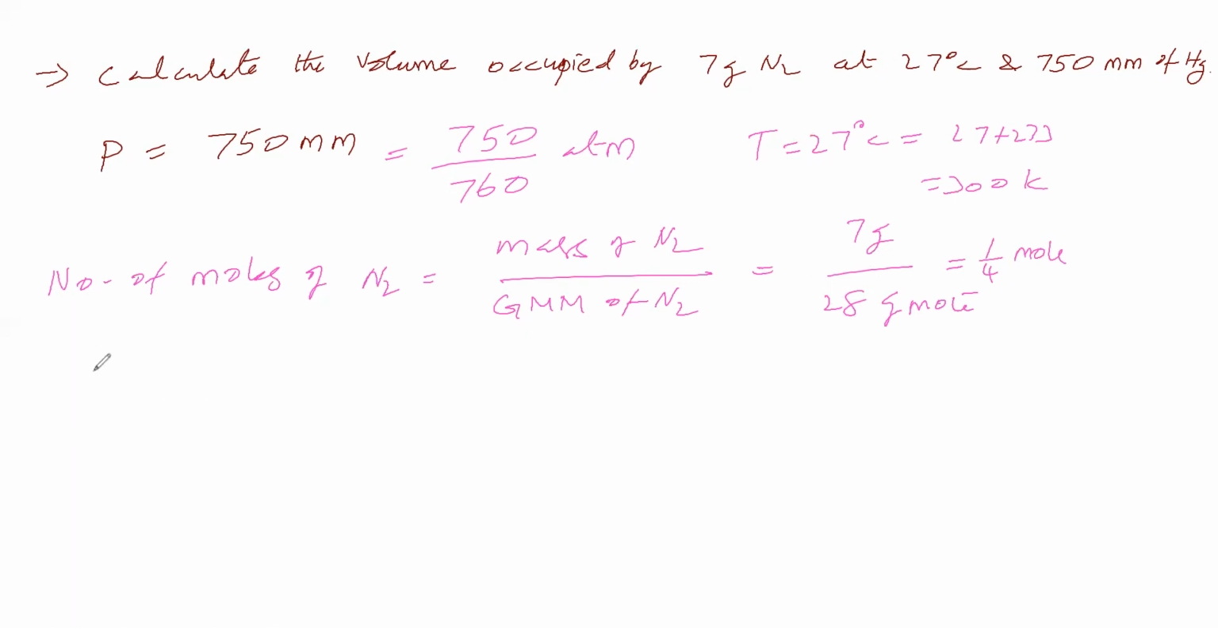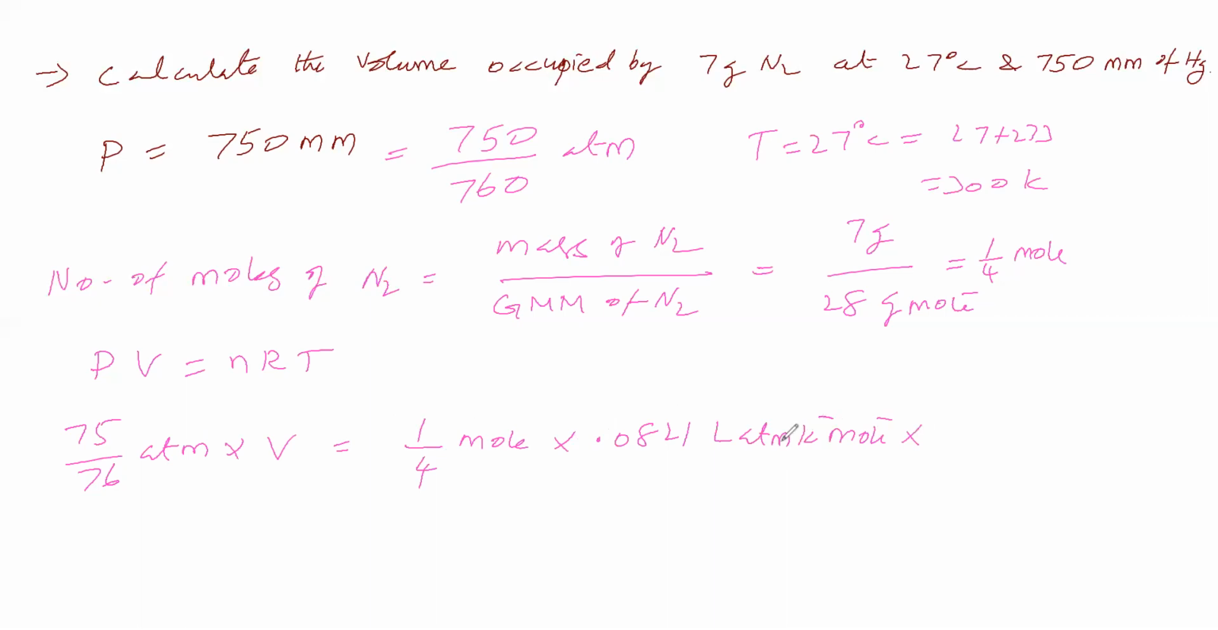Now we will take the ideal gas equation, PV is equal to nRT. We will substitute pressure as 750 by 760 atmosphere. Volume we have to find. Number of moles is 1 by 4 moles. R value is 0.0821 liter atmosphere per Kelvin per mole, the universal gas constant. Temperature is 300 Kelvin. So we can find the volume. We will simplify this one, and we are getting volume, that is 6.239.